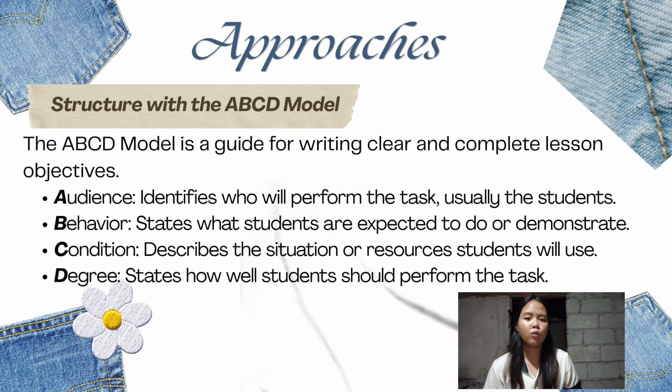Now let us use one example to make it easier to understand. Our objective is, "Given a list of statements, grade 8 students will identify the correct learning domain with at least 80% accuracy." Now let's break it down. First is the audience. Audience simply means who will do the task. In our example, it is basically the grade 8 students. So grade 8 students are our audience.